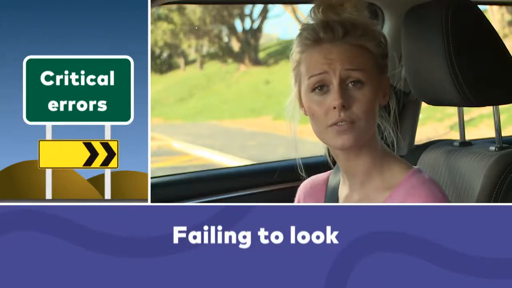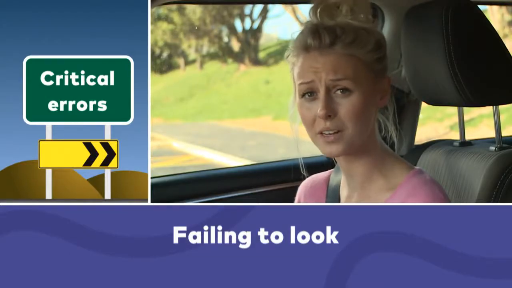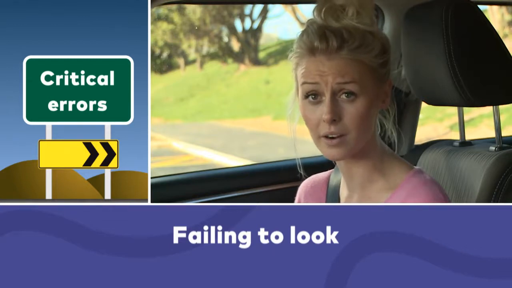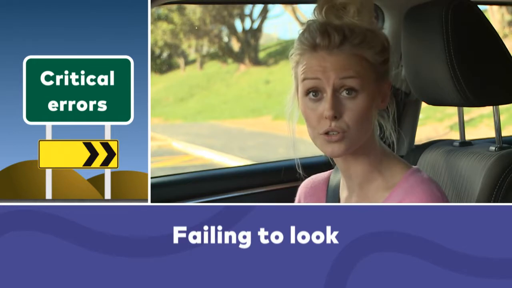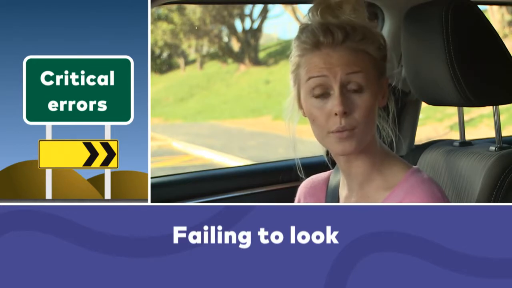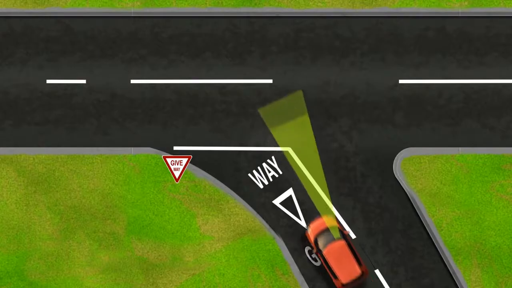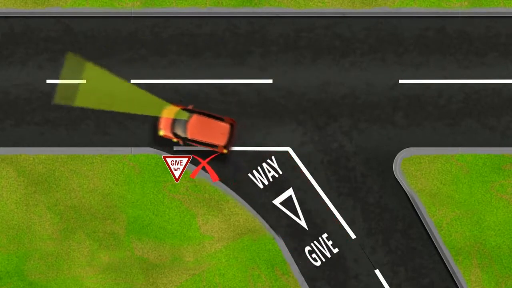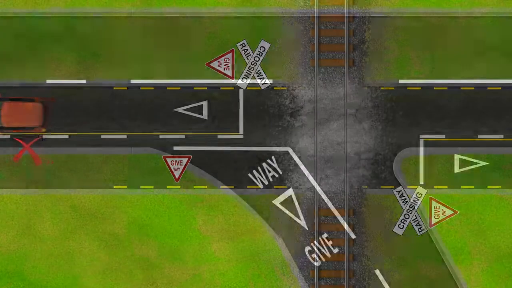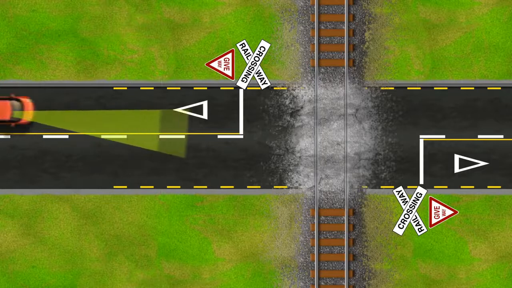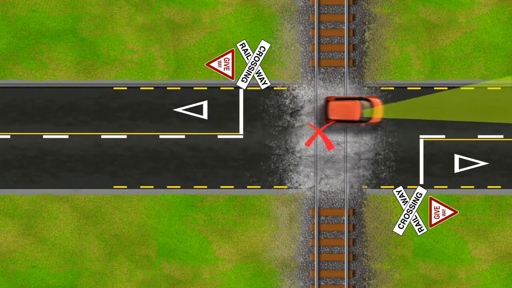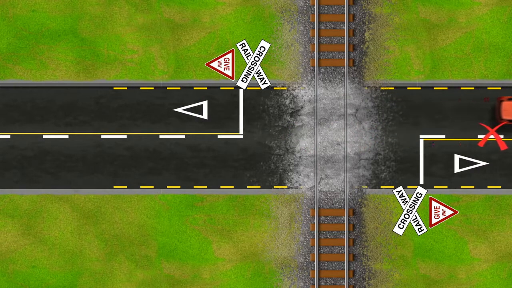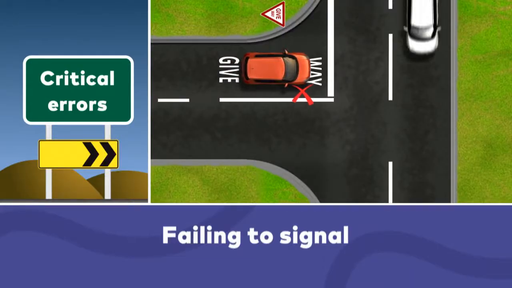Failing to look. Not looking where you should be looking is another critical error. That means checking your mirror and over your shoulder when you should, like when you pull out from the curb or change lanes. And don't forget to check for traffic you may need to give way to. On some test routes, this includes checking each way for trains at railway level crossings, even ones that have signals or barrier arms.